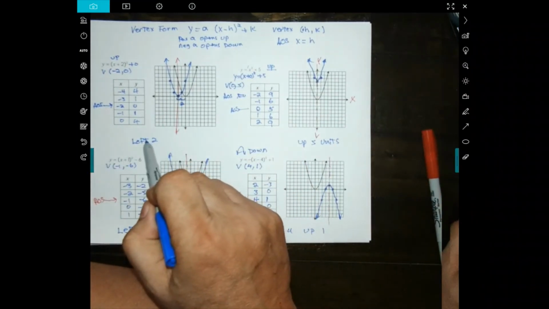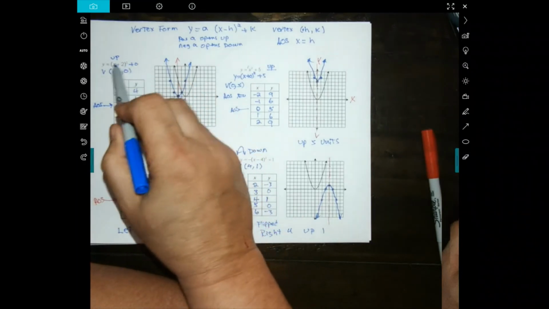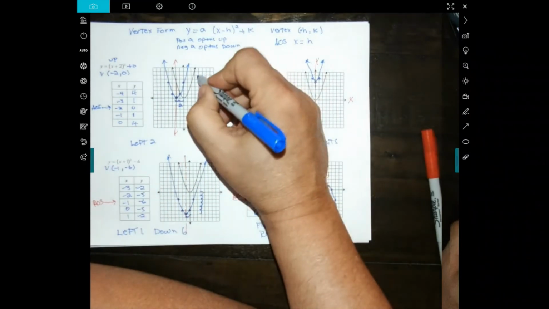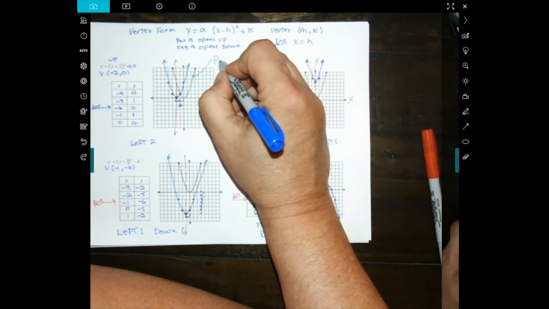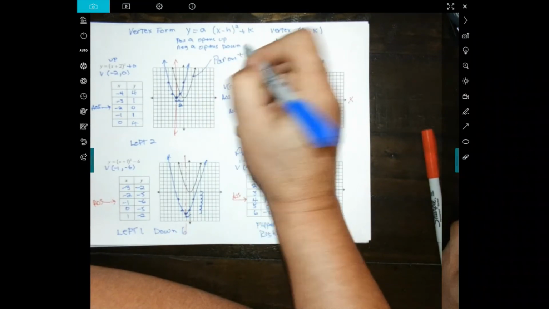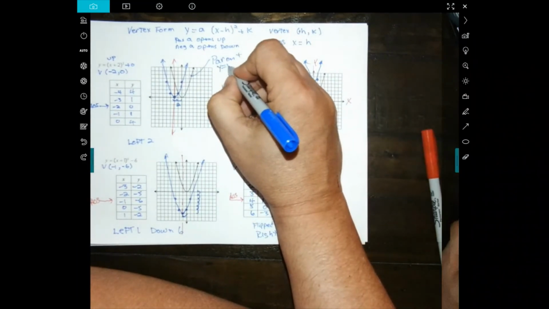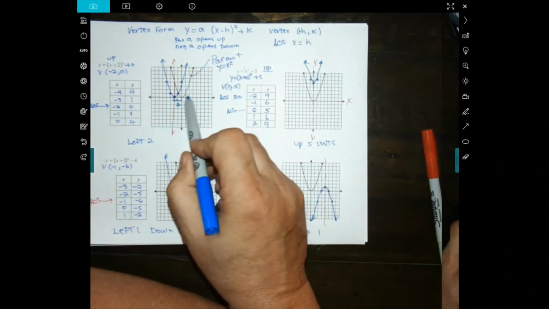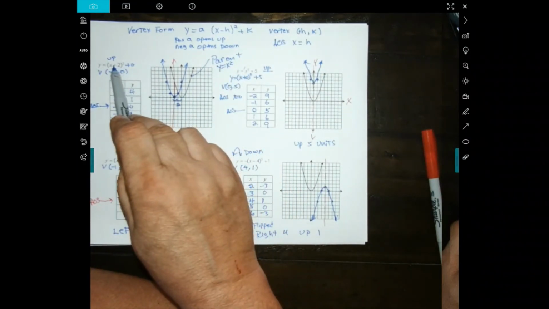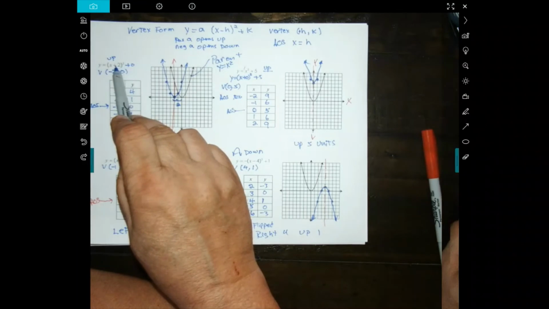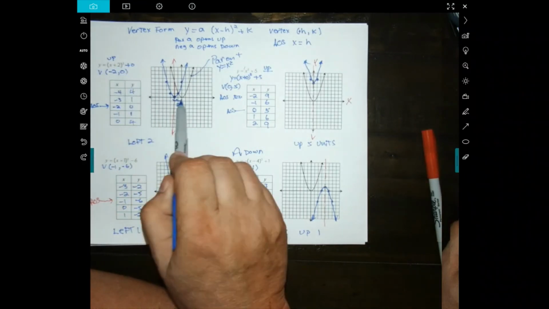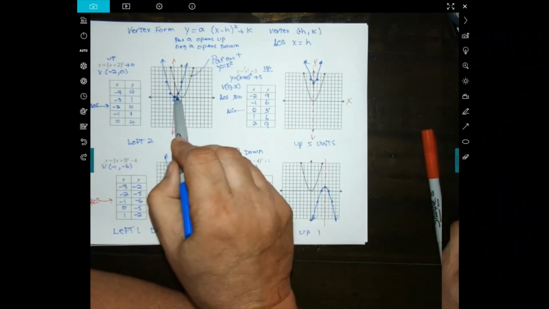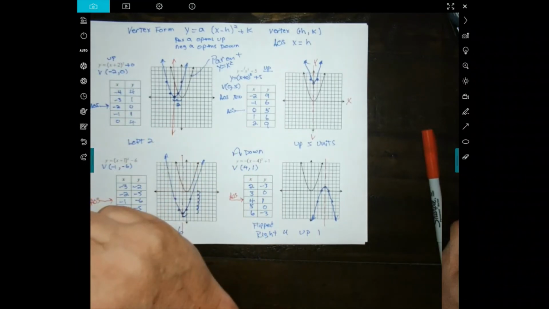We know this moved left 2. Will you notice this where this h is from our original parent function? This is a parent function already drawn in. Parent is y equals x squared. We know it moved left 2. Well, we can see that, you see the 2 here in the h? Well, it moved left 2. So we can say, well, yes, it moved left 2 without actually ever having to plot this.